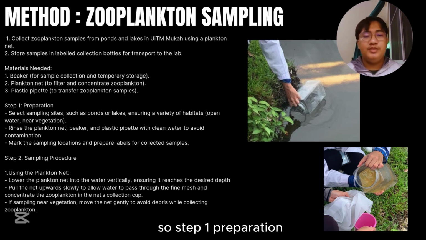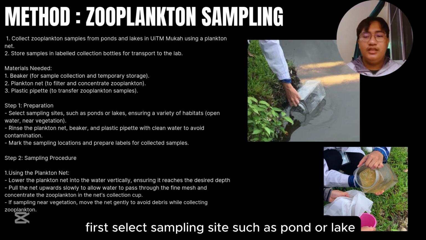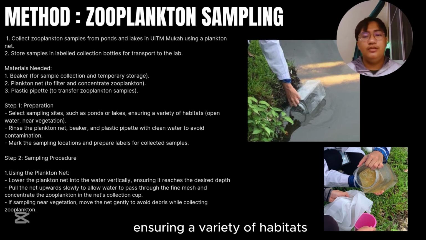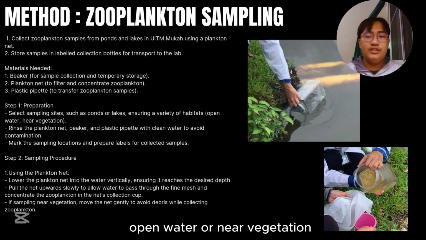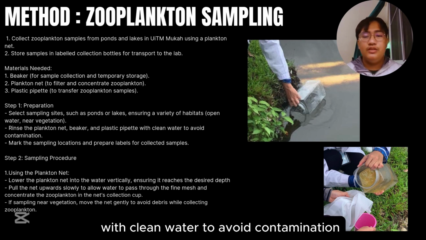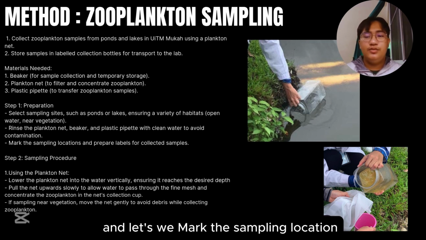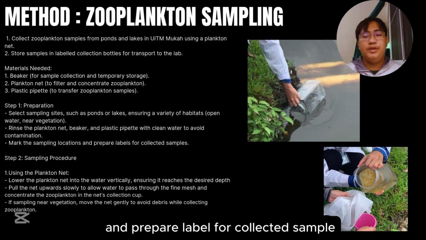So step 1, preparation. First, select sampling sites such as ponds or lakes, ensuring a variety of habitats, open water or near vegetation. Second, rinse the plankton net, beaker, and plastic pipette with clean water to avoid contamination. And last, we mark the sampling location and prepare labels for collected samples.